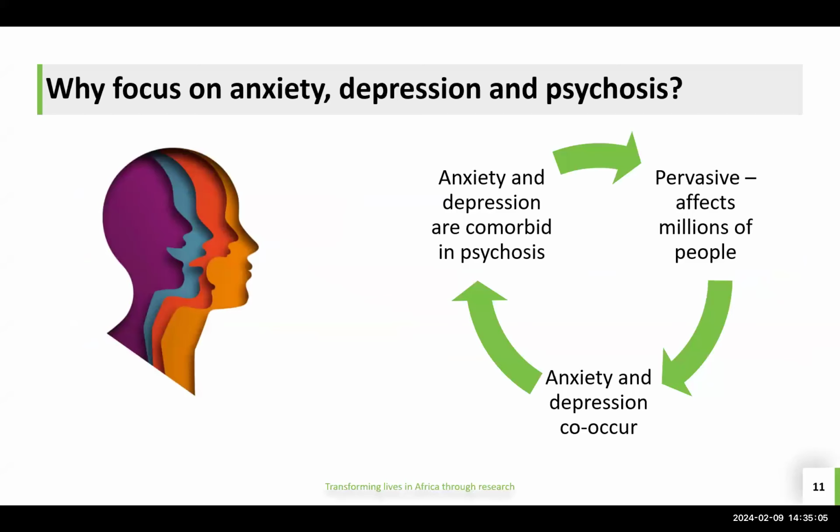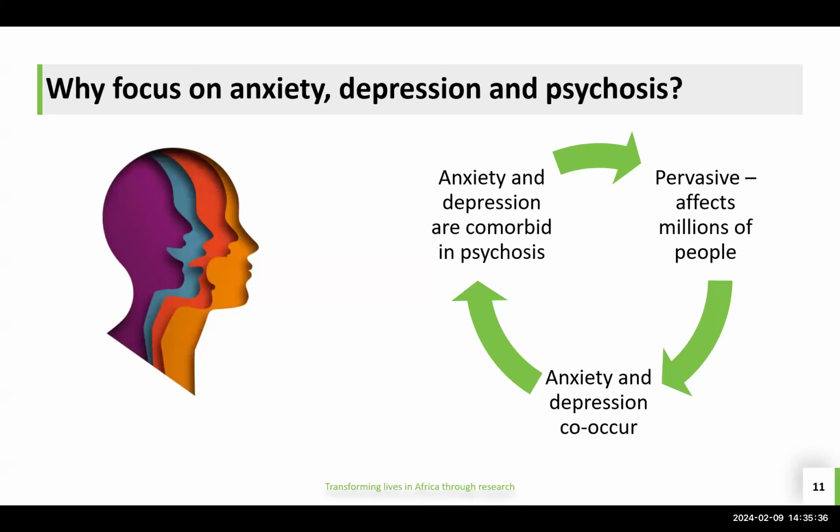So why then are we only focused on these three conditions when we have shown that there are a number of mental health disorders and different population groups suffer different mental illnesses? Why then are we really focused on anxiety, depression, and psychosis? And really it's because of three things from a practical point of view, that these are conditions which are very pervasive. They affect millions of people. Sometimes it's really not obvious that people are suffering these conditions.